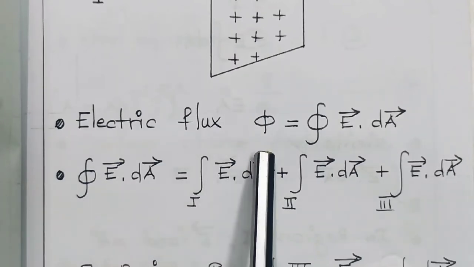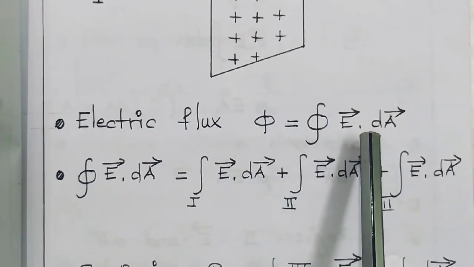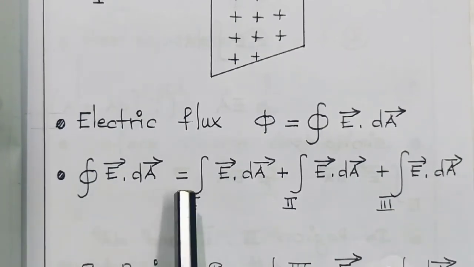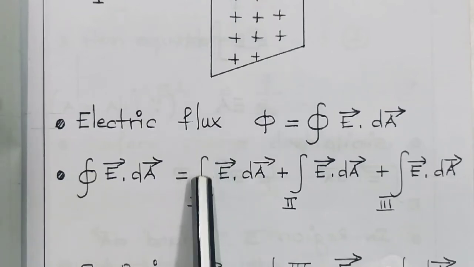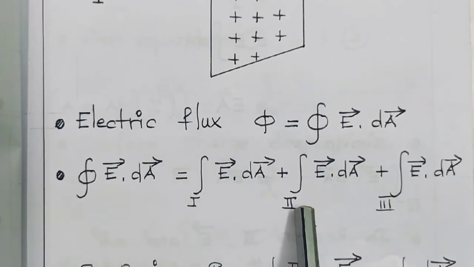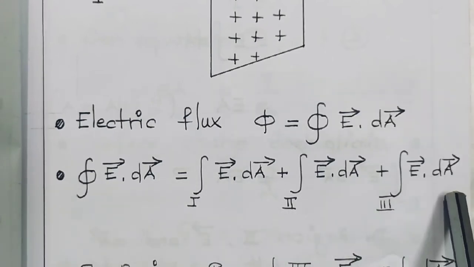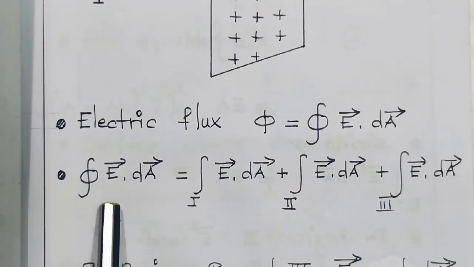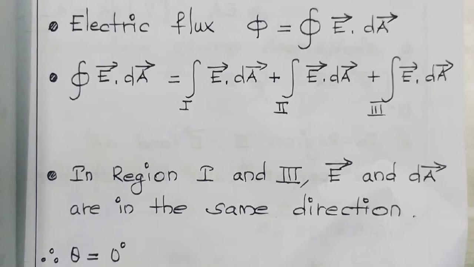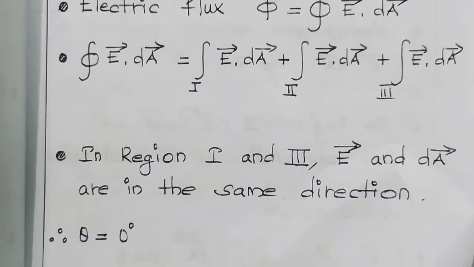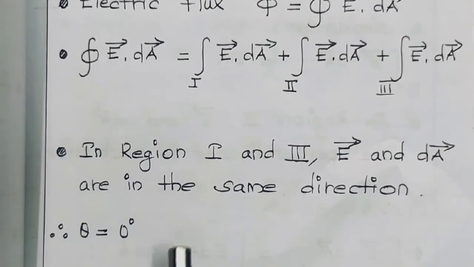Electric flux phi is equal to the surface integral of E vector dot dA vector. So the surface integral of E vector dot dA vector is equal to the integration of E vector dot dA vector at region 1, region 2 and region 3. We are supposed to calculate these three and add them up, then we will get the value for this. In region 1 and 3, E vector and dA vector are in the same direction, so the angle theta is 0 degrees.